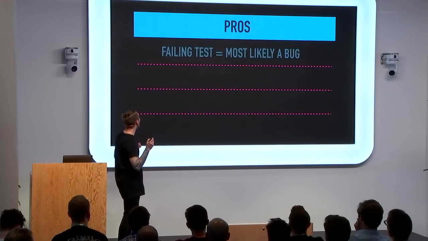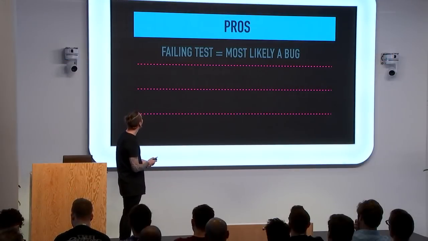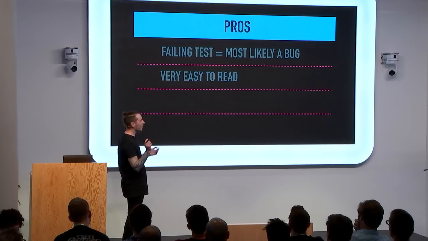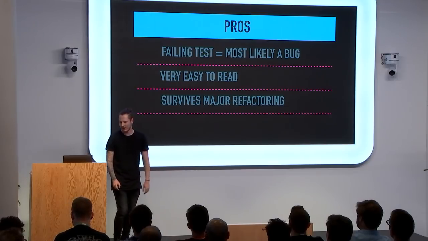OK, so pros of this approach: failing tests, most likely a bug. We actually changed our whole Flux implementation from Flux to something else, and we recycled our tests. Because the test says I increment counter, expect counter to be 1. It doesn't care about what kind of Flux library you use, Redux, Flux, or something else. It doesn't care about what utilities you use. It cares about, did the counter change? And that's what you're testing: the actual product, the logic that I have. I click the button, the thing changed. Very easy to read. It's just a scenario. Survives major refactoring. Yeah, basically what I said.